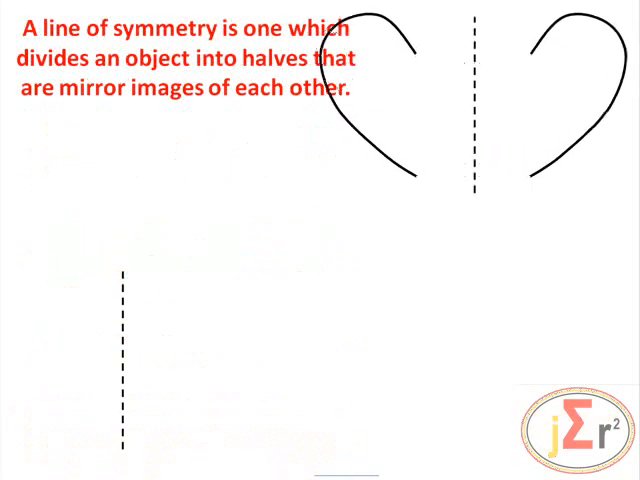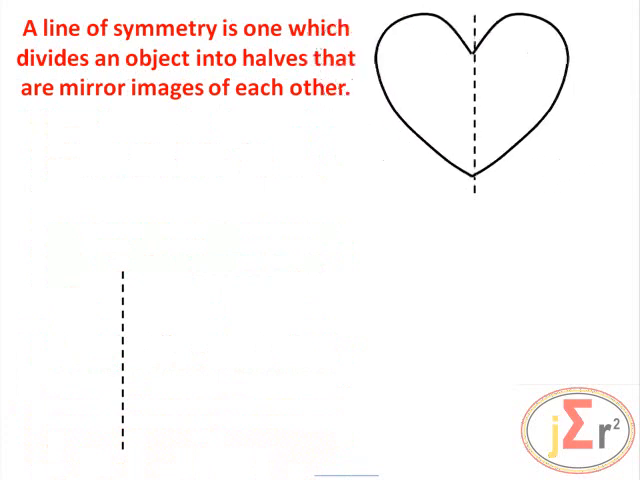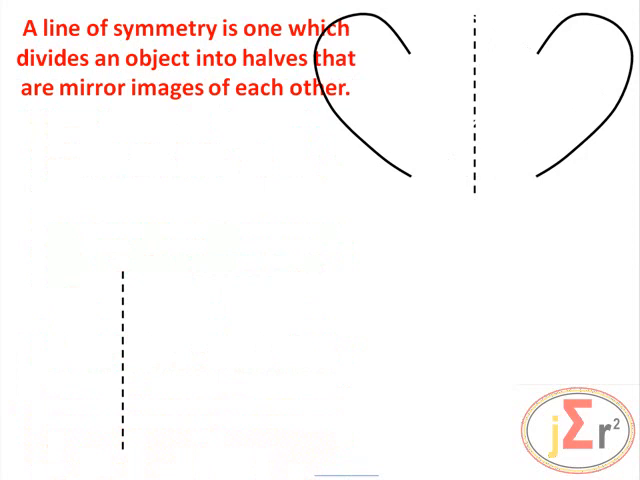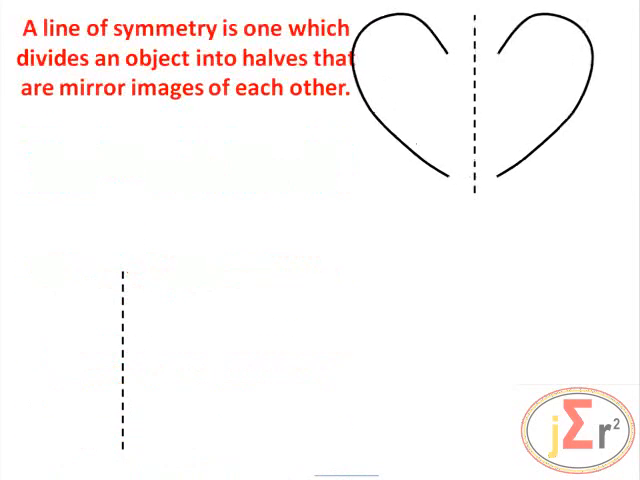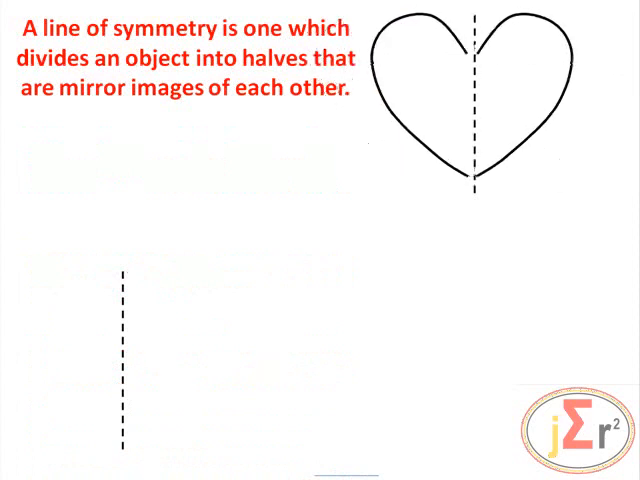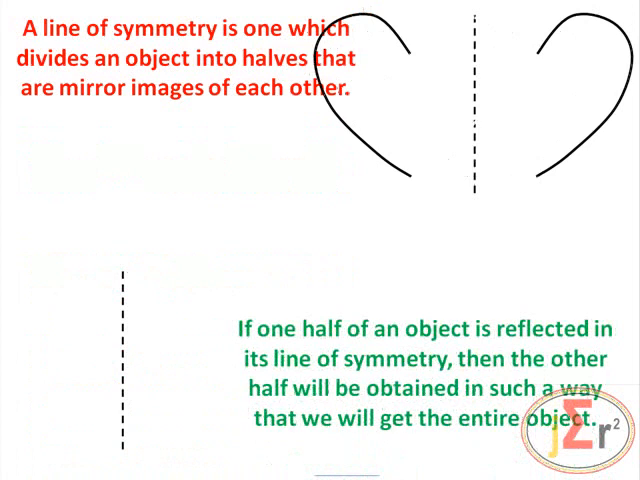A line of symmetry is one which divides an object into halves, two halves that are mirror images of each other. So the line of symmetry will divide the object into halves that are mirror images of each other. Also, if one half of an object is reflected in its line of symmetry, then the other half will be obtained in such a way that we will get the entire object.